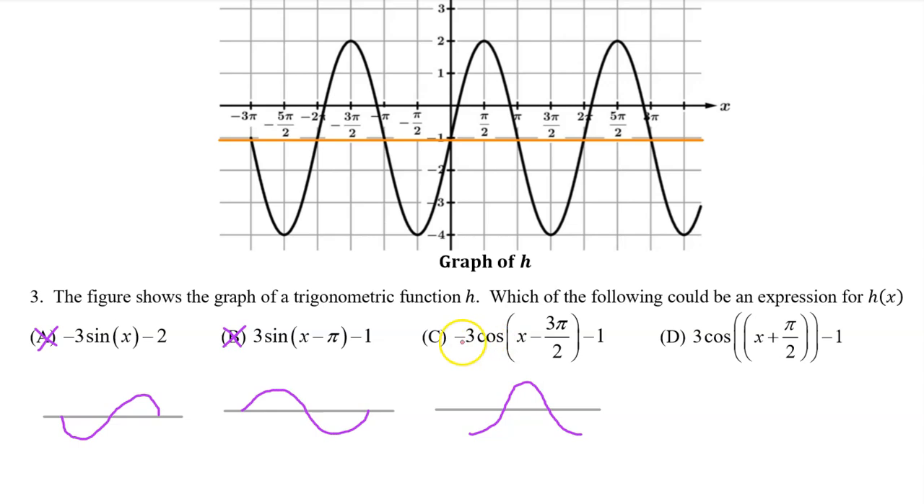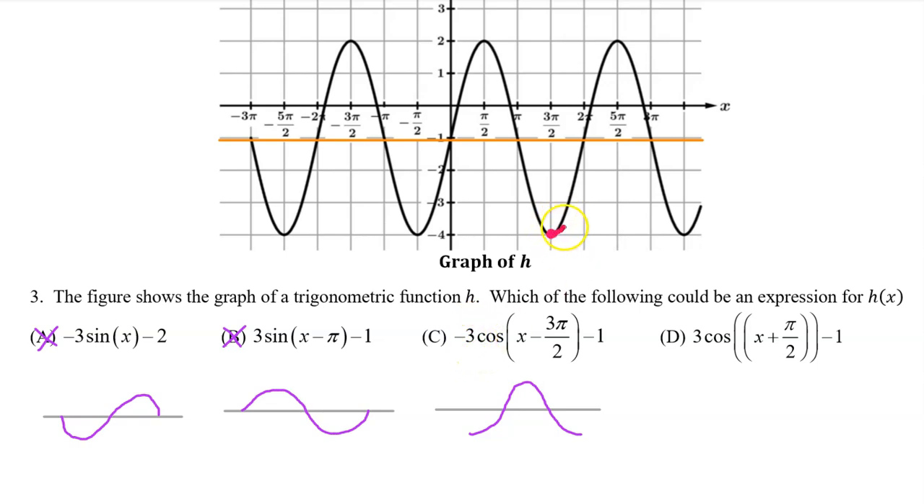Function C is an upside down cosine function because of the negative a value. Therefore, starting at the phase shift, one period of function C will look like this. Since the C value is negative 3 pi over 2, the phase shift is positive 3 pi over 2. So one period of function C will start here.